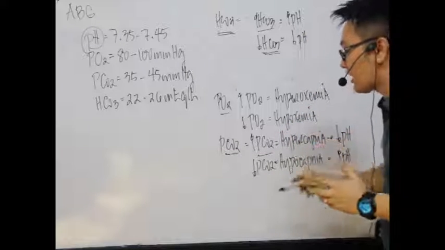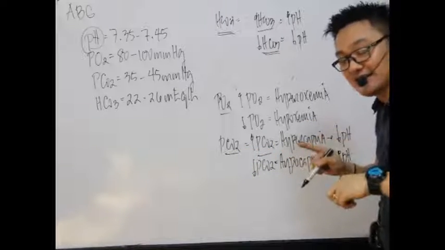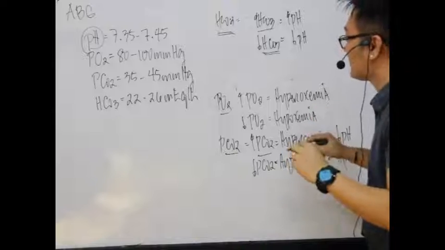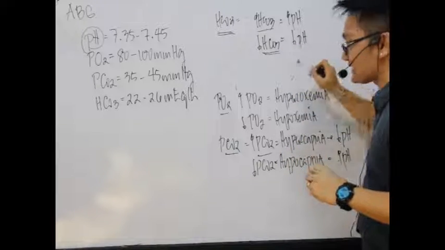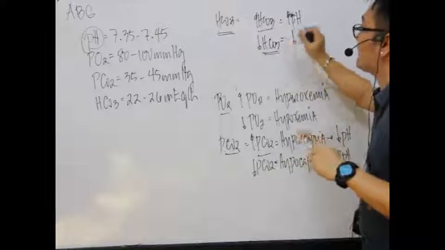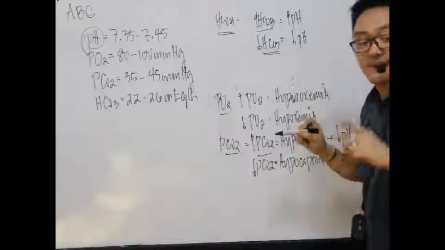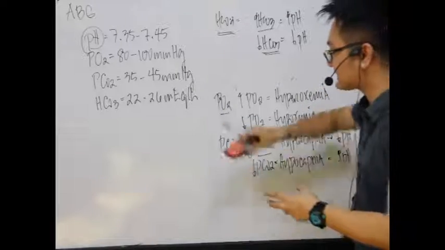The relationship of PCO2 and pH are opposite. The relationship between bicarb and pH is equal. They're the same. If there is an increase in the bicarb, increase pH. A decrease in the bicarb, a decrease in your pH. That is why, okay, let me erase this.